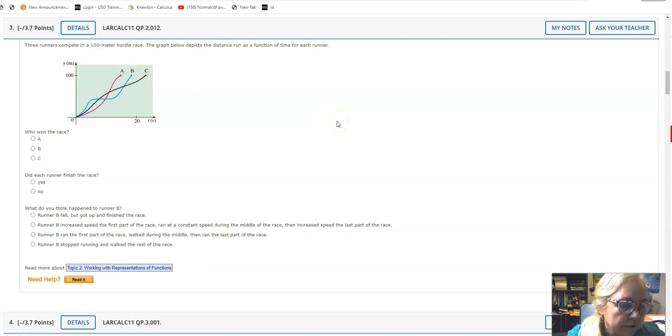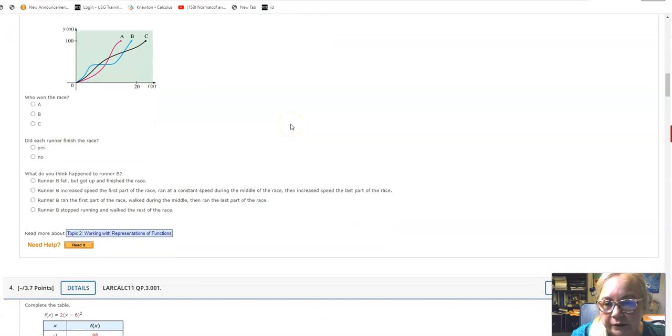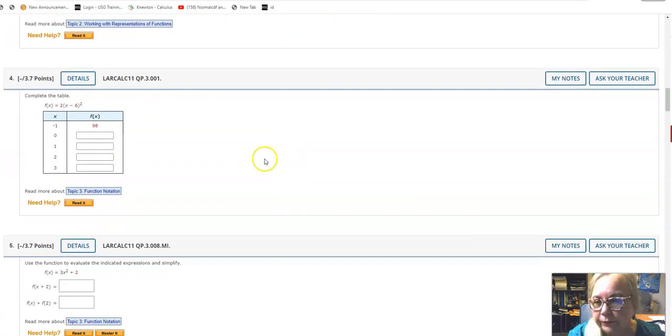Who wins the race? The winner of the race is the one who comes to the finish line in the shortest time. Time is here. Which of these curves has the shortest time? And this is distance in meters. As you can see, all of them finished at 100 meters. Now your picture might be slightly different because WebAssign generates the questions randomly for you, and so on.